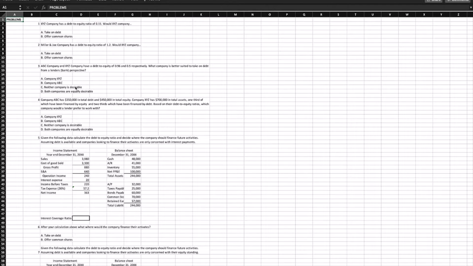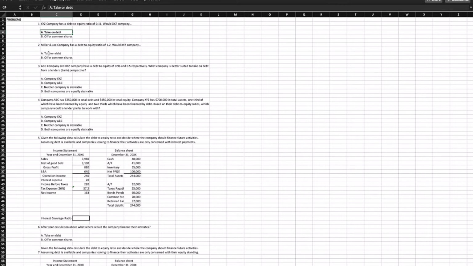Problem number 1, XYZ company has a debt to equity ratio of 0.11. So what should the company do? With a debt to equity ratio of 0.11, or 11 cents per $1 of equity, I would suggest that they take on debt because they don't have very much of it, in the sense of just looking at the debt to equity ratio. So we'll go ahead and take on the debt, or do letter A.